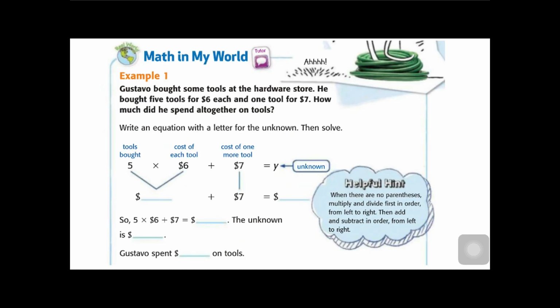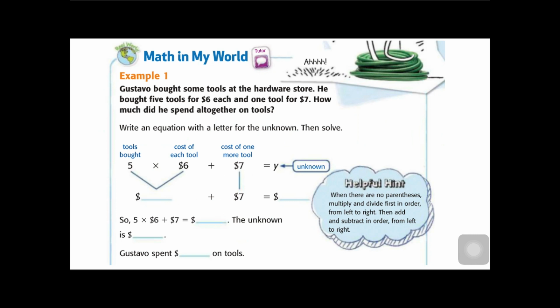Let's see example number 1. Gustavo bought some tools at the hardware store. He bought 5 tools for $6 each and one tool for $7. How much did he spend altogether on tools? Let's see. We're gonna write an equation with a letter for the unknown and then we're gonna solve.